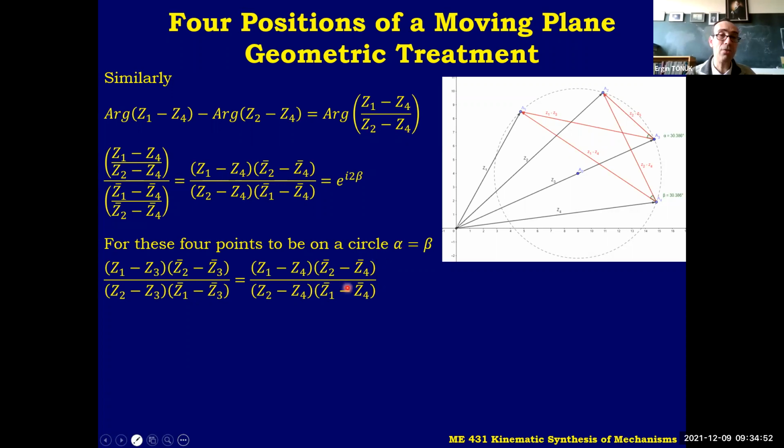I just derived this based on, I select a chord here defined by 2 points, and the remaining 2 should see the same angle on that chord so that they're on a circle. So the point should be selected such that its 4 homologous positions should satisfy this equation.